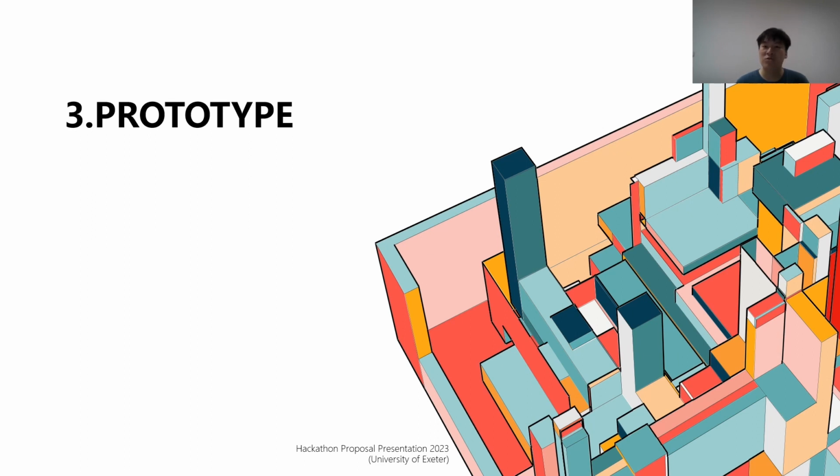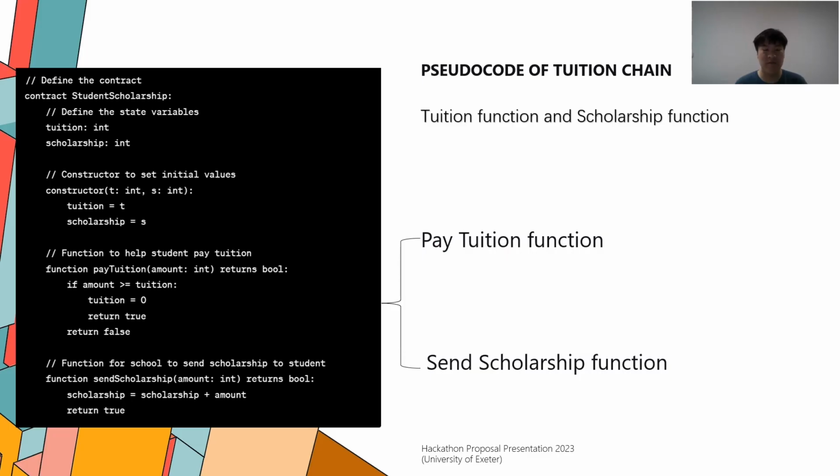The focus of the code is on the structures and logic of the smart contract itself. Here's a general framework. In this code, we define the student scholarship contract, the program we will develop, which includes the state variables, tuitions, and scholarships.